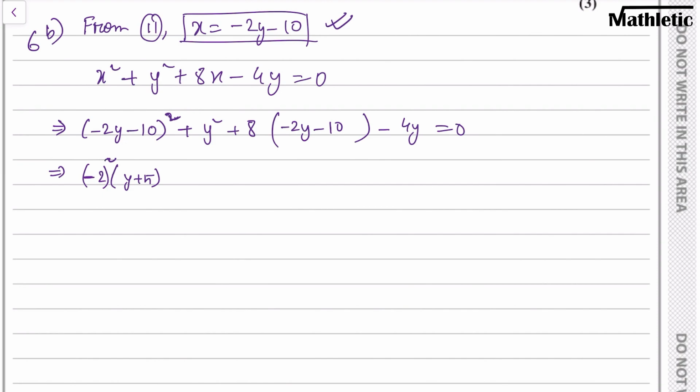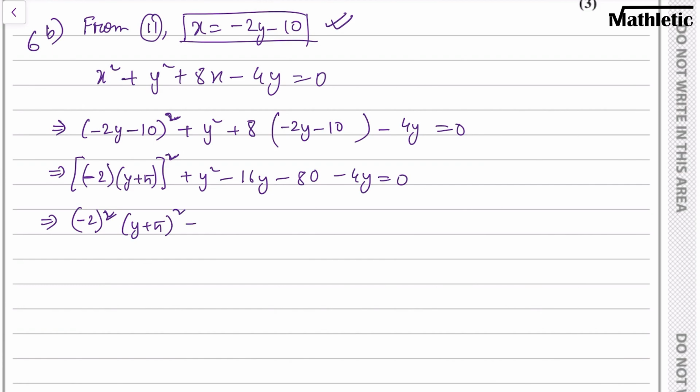The square is actually given to both of these terms. So it's like I'm just factorizing this. So the square is for both of these terms. So square of minus 2 is what? Minus 2 square is 4. You can write it here, or for the time being I'm just keeping this in this format.